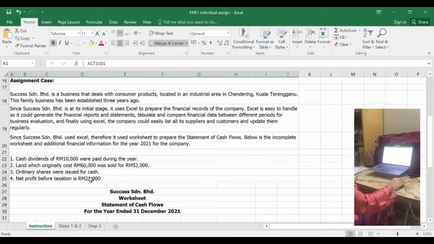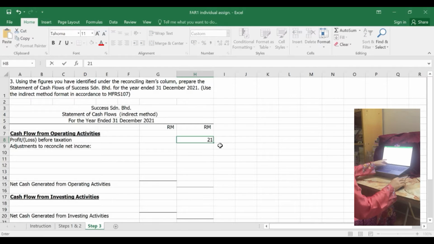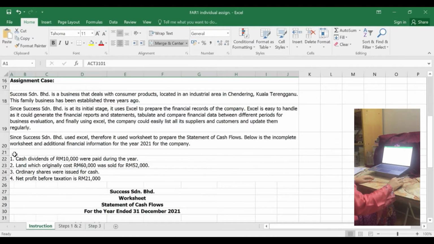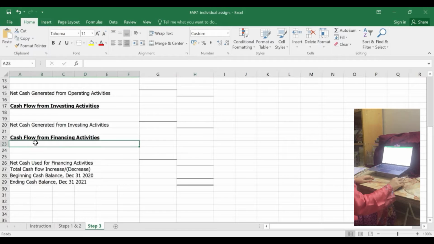Firstly, we have to key in the amount of profit or loss before taxation, which in this case we have to manually key in data from the instruction where we got the profit of 21,000. And next, we have to do some adjustment. I always like to start the adjustment by the additional financial information from the given instruction. First, it states that the cash dividend of 10,000 were paid during the year. As we know, the cash dividend is considered as financing activities. So under the cash flow from financing activities, payment of dividend is 10,000.